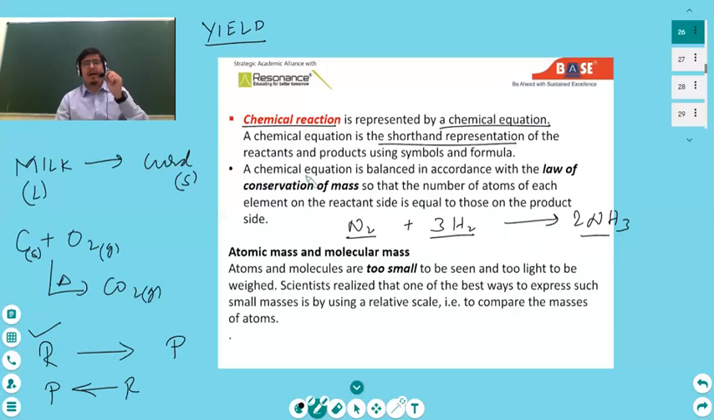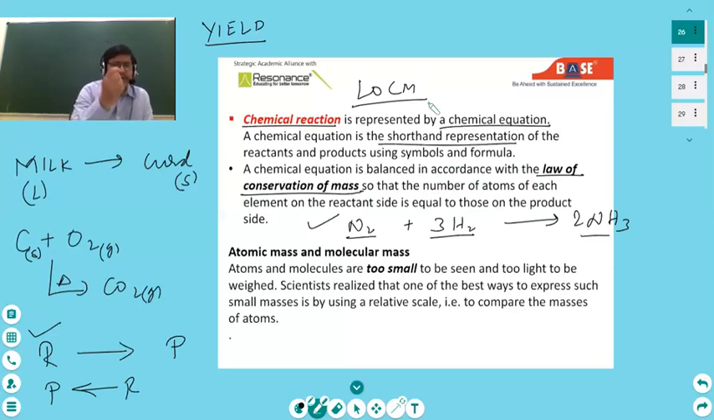Next point, remember that a chemical equation, this is the balanced chemical equation, is always balanced with respect to the law of conservation of mass. Now what is LOCM? LOCM is law of conservation of mass. Let me give you a layman example. Suppose I take half kg of rice and I add half kg of curd. How much curd rice you will get? You will get 1 kg. Half kg of rice and half kg of curd give 1 kg of curd rice. This is known as law of conservation of mass. How much reactant you will use, that much product you will get.